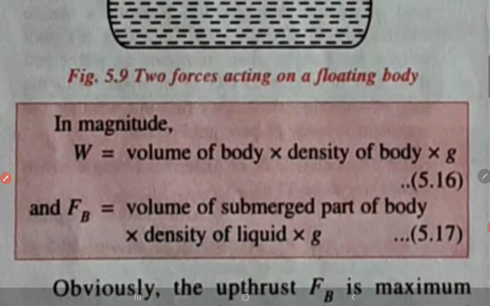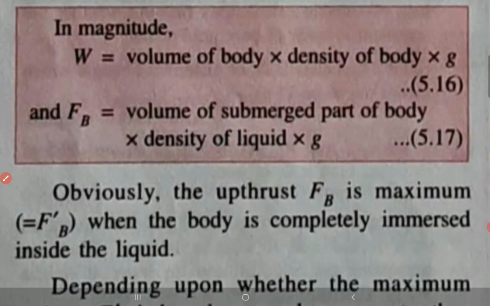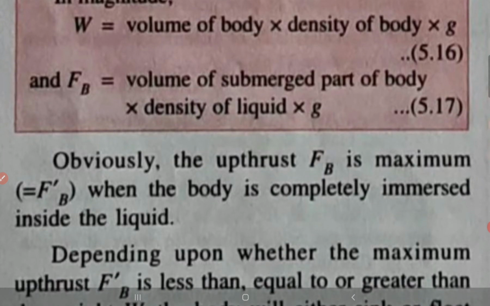So in magnitude, W equals the volume of the body multiplied by the density of the body multiplied by acceleration due to gravity, and the upthrust is equal to the volume of the submerged part of the body multiplied by the density of the liquid and then multiplied by acceleration due to gravity. We have done this portion also before, right, when we were discussing part B of this chapter number 5. Now obviously the upthrust Fb is maximum, that is Fb dash, when the body is completely immersed inside the liquid.